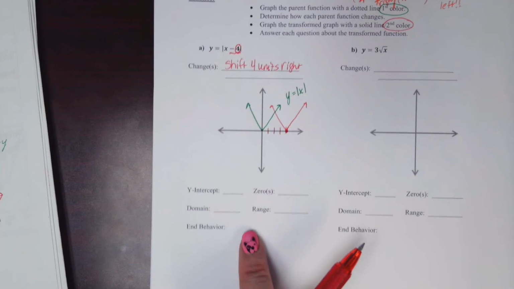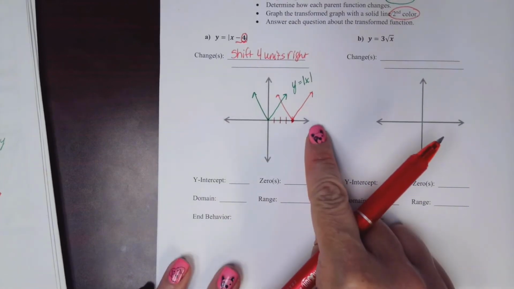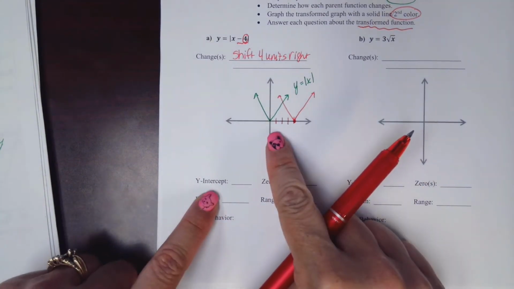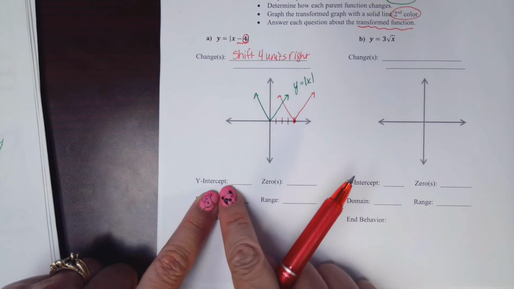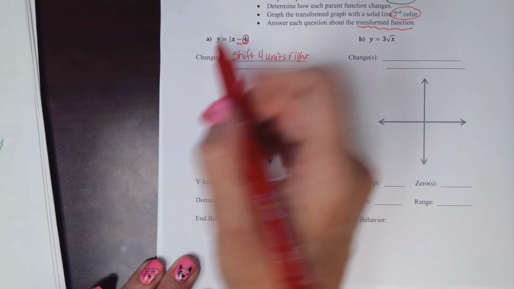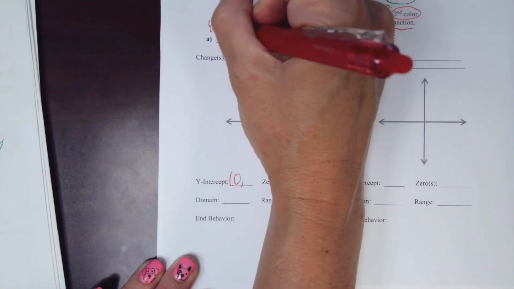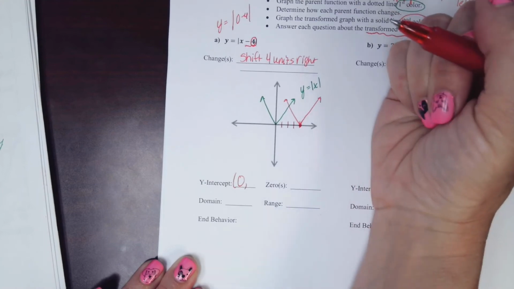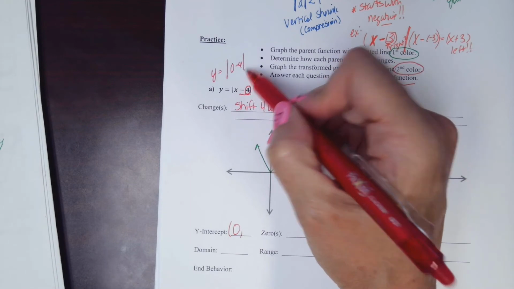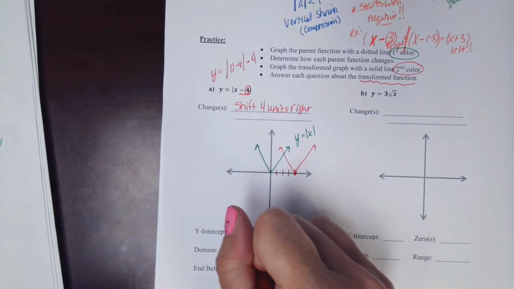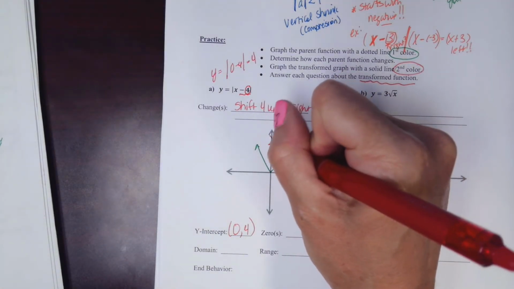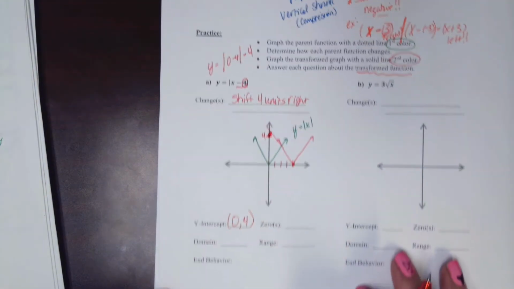Okay, now I need to answer questions about my transformed function. Y-intercept, I don't know, but I do know that the y-intercept happens where x is 0. So y equals absolute value of 0 minus 4. Well, 0 minus 4 is negative 4, but the absolute value means distance units away from 0, so that always comes out positive. So my y-intercept is (0, 4). 1, 2, 3, 4. There's my y-intercept, 4. That's sloppy, sorry.